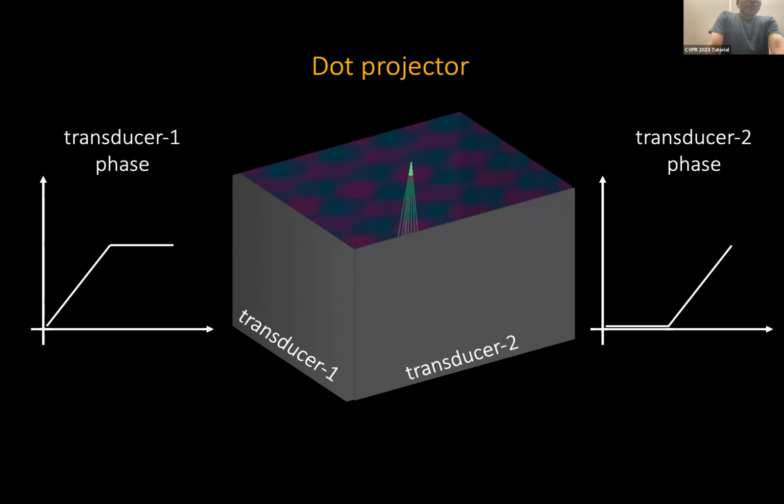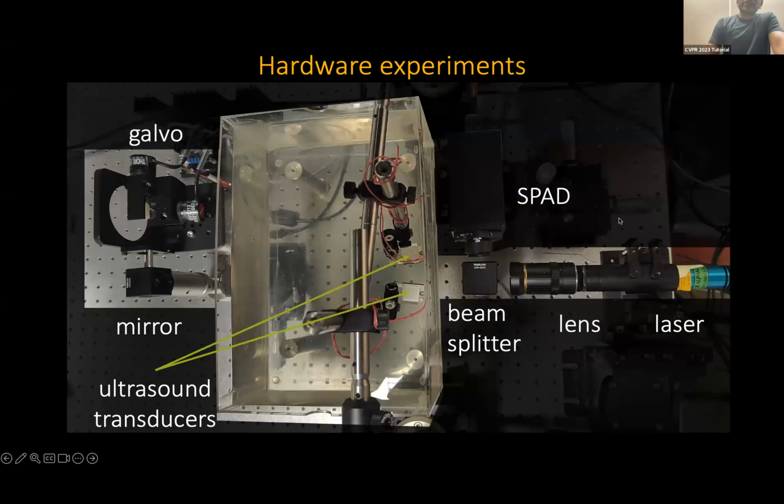This is the main idea. So we built the prototype, with a laser here. SPAD is a LiDAR detector. Both of them are co-located with the help of a beam splitter. And this is how our beam steering technique looks.